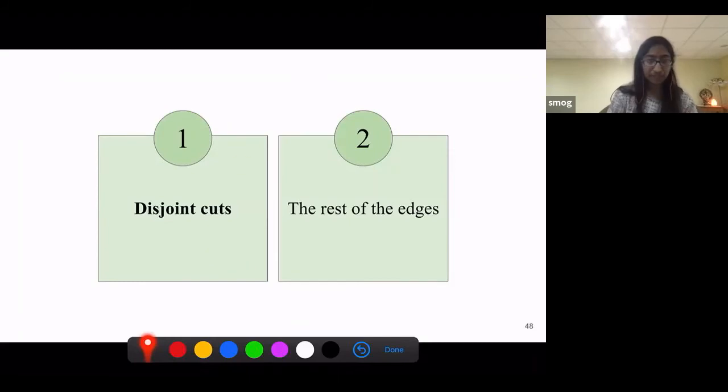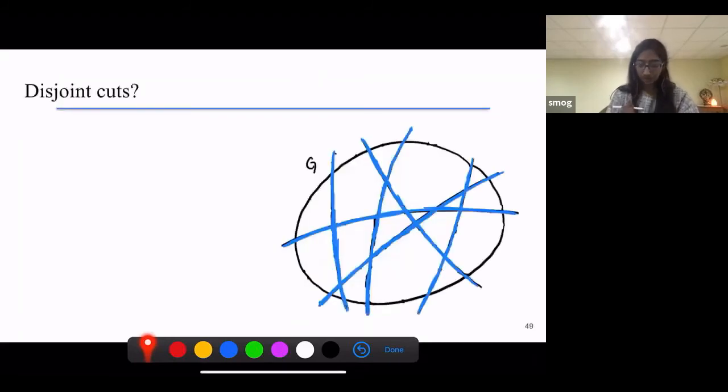And remember, we're paying for them separately. Okay, so this is our diagram from before.